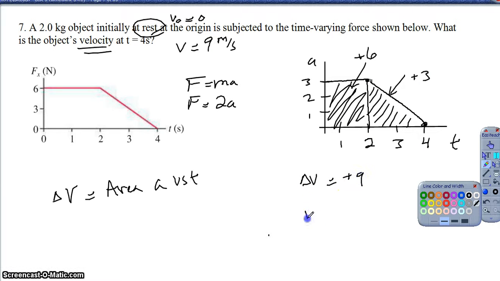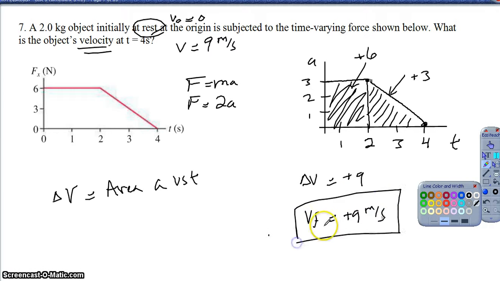And since I started at rest, that means my final velocity is again a positive 9 meters per second, where the positive is indicating the same direction as this being a positive force. So again, that's the way that I would recommend doing this. You definitely could have written some functions for this as well, but I think the graph makes it pretty quick and easy if you're comfortable converting from a force to an acceleration graph, and I do want to make sure you are comfortable doing it.